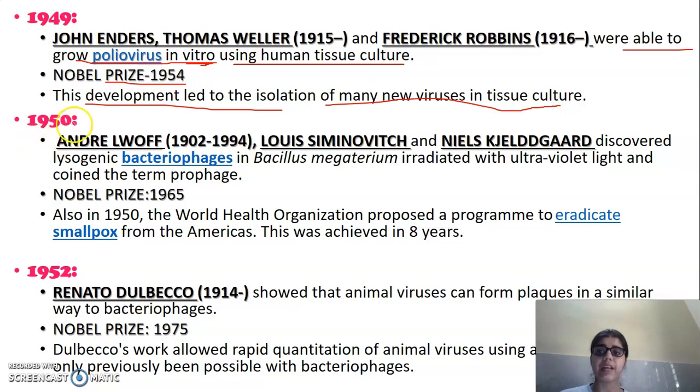In 1950, Andre Lwoff, Louis Siminovitch, and Niels Kjeldgaard discovered lysogenic bacteriophages in Bacillus megaterium, irradiated with ultraviolet light, and coined the term prophage. And they got the Nobel Prize for their work in 1965.